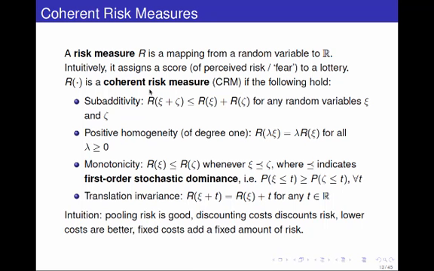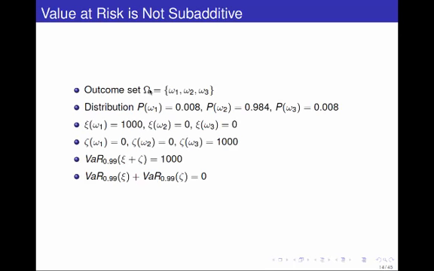You can have situations where you pool together uncertain assets and you get a worse score than if you held those assets individually. One example of this, and this is an example that Rockafellar uses in his paper, is options.